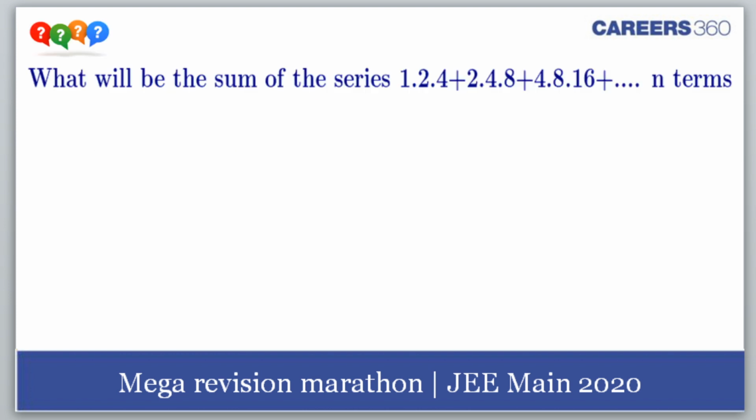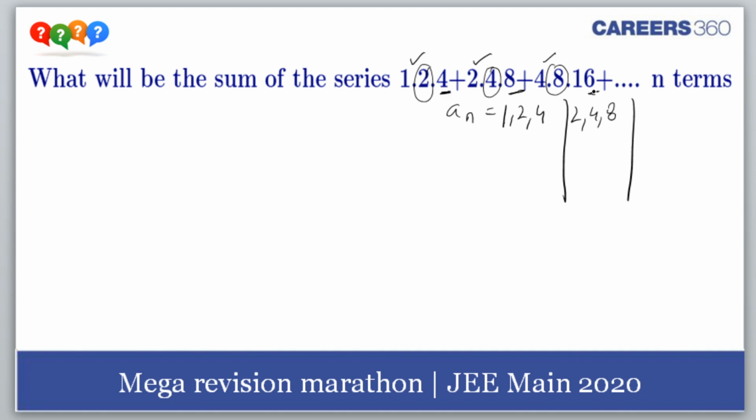Now let us do one more problem. What will be the sum of 1 into 2 into 4, 2 into 4 into 8, 4 into 8 into 16, to n terms? So this is a special sequence. We have to find the sum. We have to find the nth term of this sequence. So we realize the nth term would contain 3 terms. The first term is 1, 2, 4, so it's a GP. The second term is 2, 4, 8, again a GP. And the third term is 4, 8 and 16, again a GP. So how do we get the nth term?